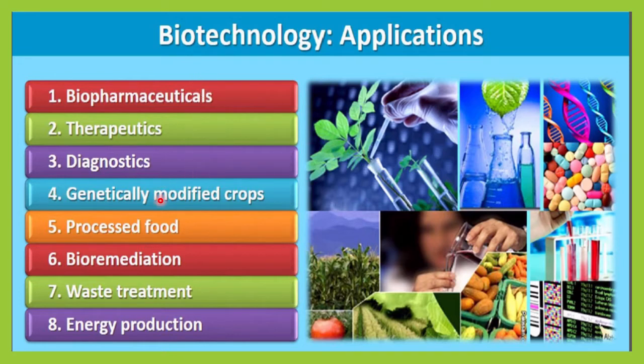The fourth is genetically modified crops. This is agricultural utilization. The fifth is processed food. The sixth one is environmental, that is bioremediation. The seventh is waste treatment projects also. And the last one is energy production. So there is a vast variety of fields where we can utilize biotechnological applications.